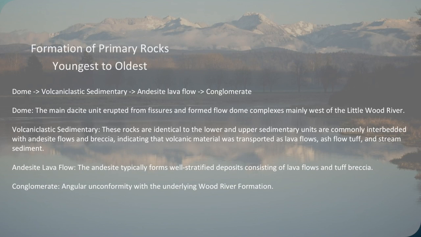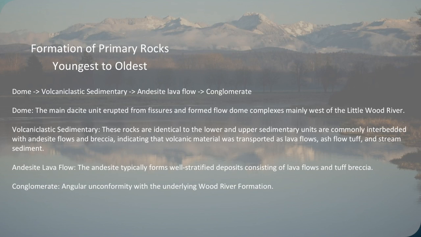Next, we have the formation of these primary rocks from youngest to oldest. The youngest set of rocks are the dome. Next is volcaniclastic sedimentary, then andesite lava flow, and lastly conglomerate. Looking at the dome, we know that the main dacite unit erupted from fissures and formed by flowing complexes mainly west of the Little Wood River.